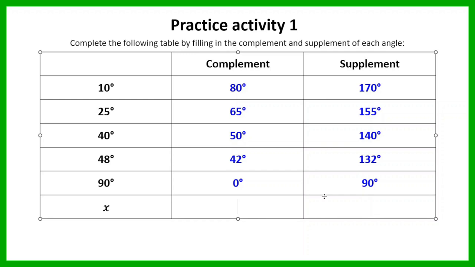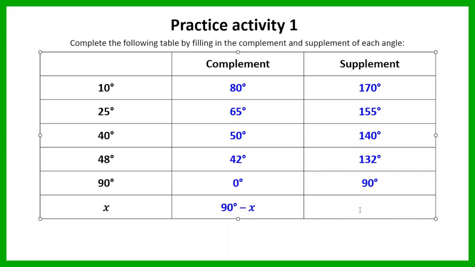Then for x, think about how we got each of these over here. Every time I got these values over here, I got them by saying 90 minus whatever I had here gives me that. 90 minus 10 is 80, 90 minus 25 is 65, 90 minus 40 is 50, 90 minus 48 is 42, 90 minus 90 is 0. So 90 minus x is whatever I'm going to get over here. So that's just going to be 90 minus x.